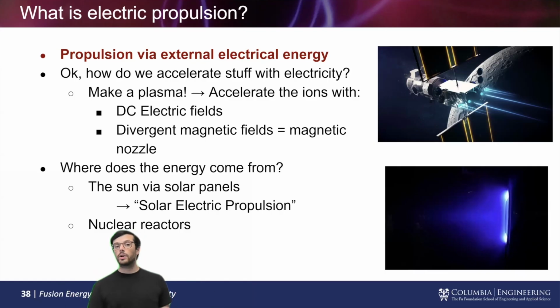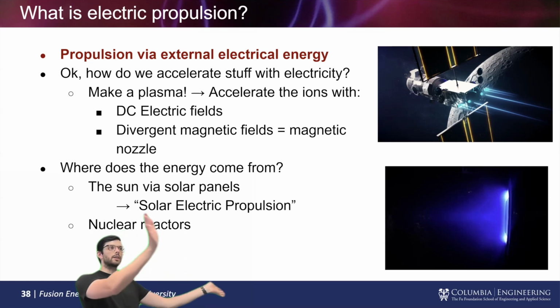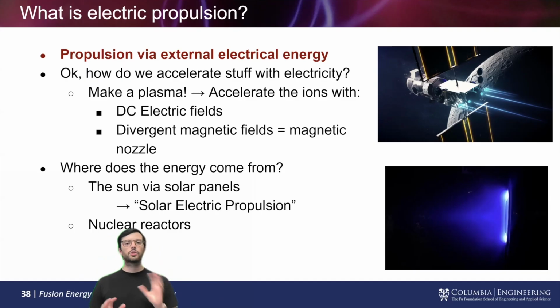You can make these a few different ways. You can accelerate these ions with DC electric fields, which is basically just you hook up some power supply to a piece of metal and turn up the voltage. You can also use divergent magnetic fields, which are magnetic fields that kind of look like nozzles. We'll talk about those later, but there are two different ways to accelerate your plasma behind you and go in the direction you want to go.